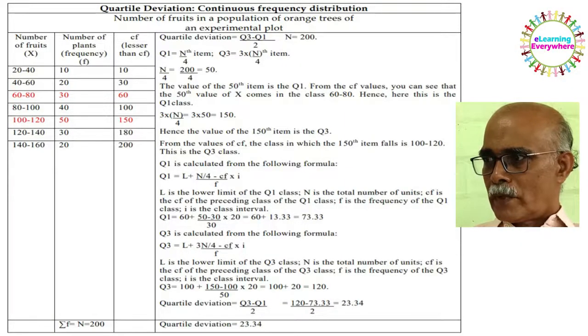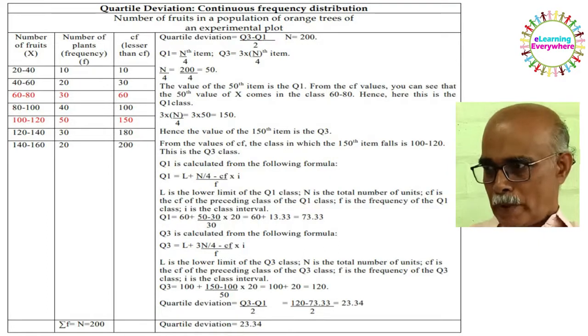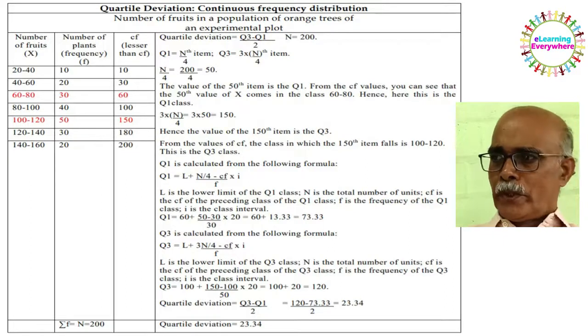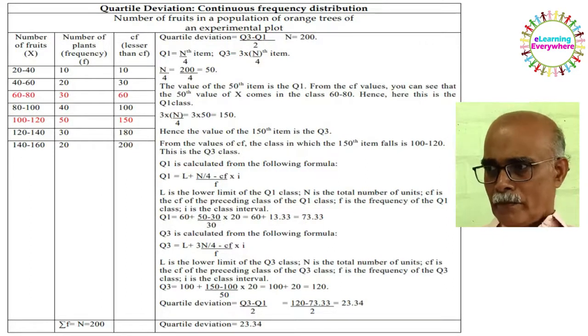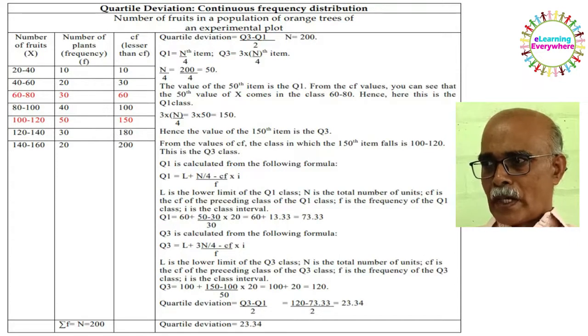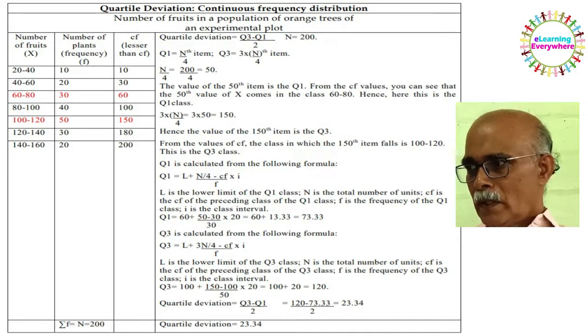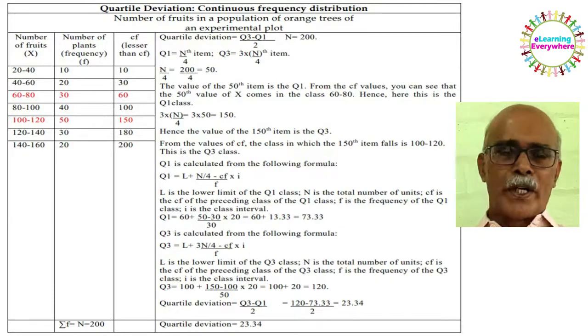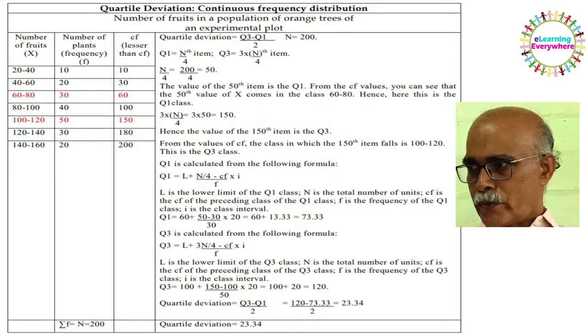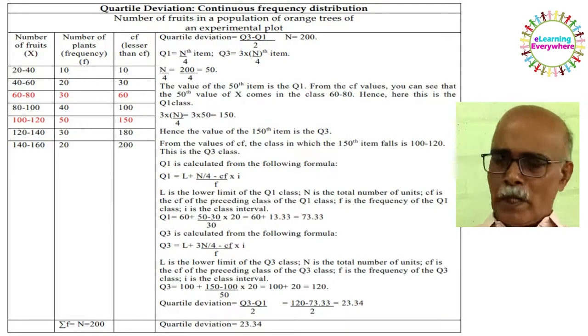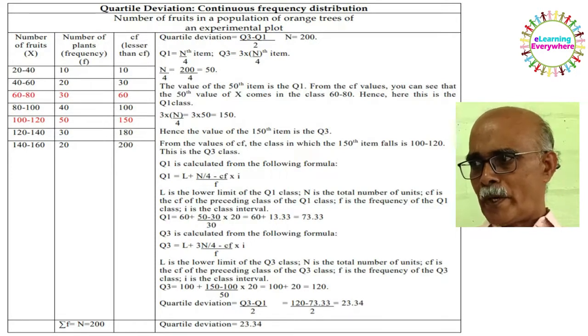And then comes calculation of quartile deviation in the case of continuous frequency distribution. In the case of a continuous frequency distribution, you get a continuous frequency table with the classes of x in the first column and the frequencies in the second column. So here also, the first step is to find out the position of Q3 and Q1. And by formula, quartile deviation is equal to (Q3 minus Q1) divided by 2. And in the given example, n is equal to 200.